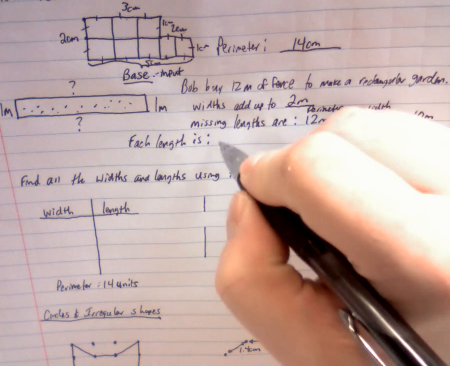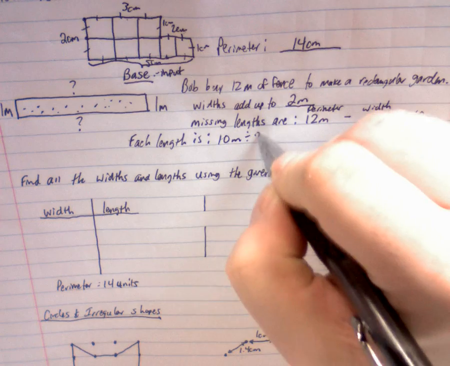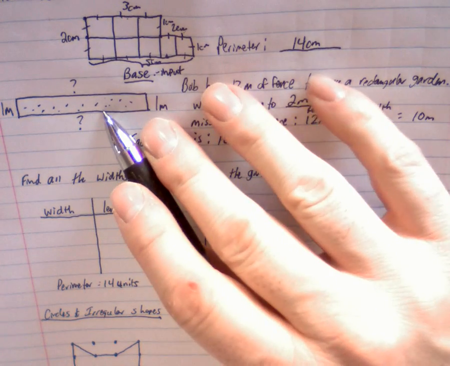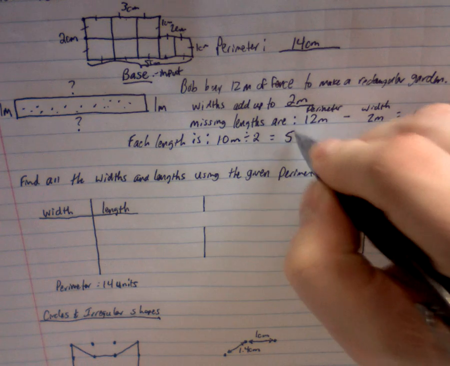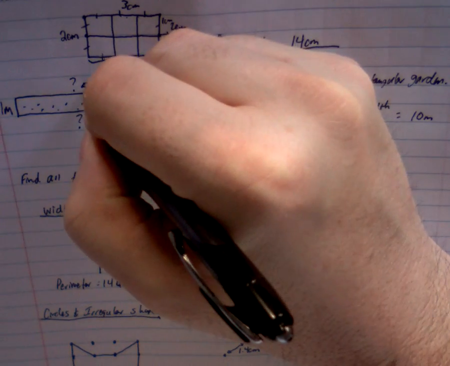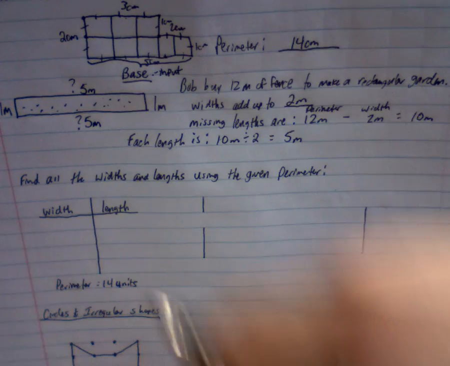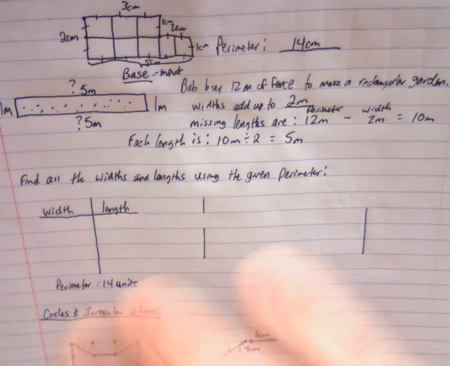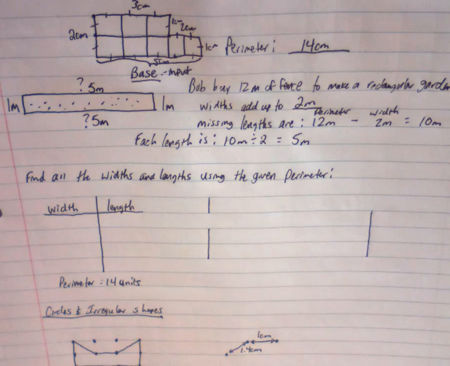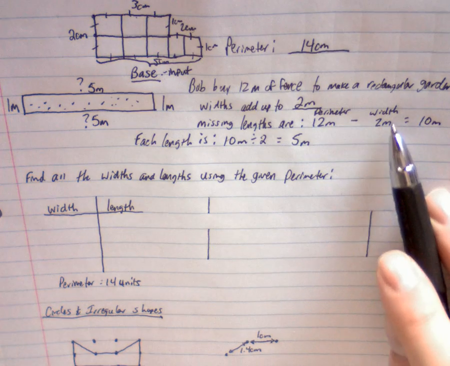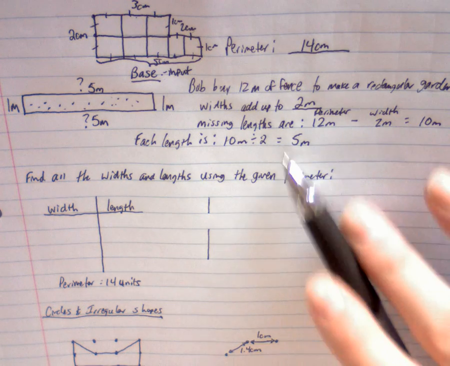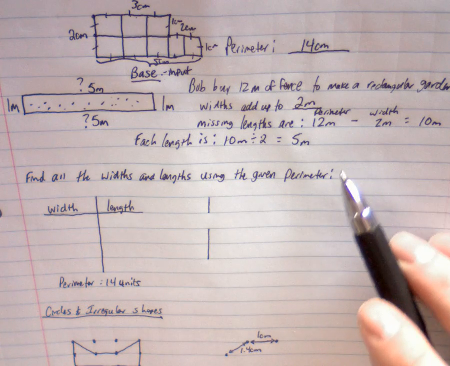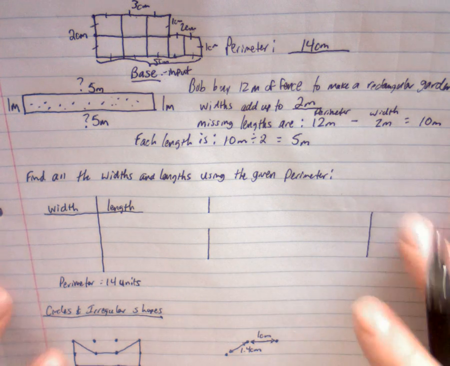So we want to take 10 meters and divide it by 2 because we have two lengths. 10 meters divided by 2 equals 5 meters. So each length is 5 meters. So Bob's garden is going to be 5 meters in length, 1 meter in width. That's his rectangle, that's his garden. That's how you figure out how to find missing lengths or widths. It's the same process. Perimeter minus width or length will give you what's missing. Divide by 2 because rectangles have two pairs of equal sides, and you're good to go.